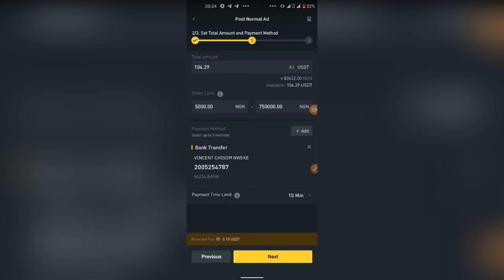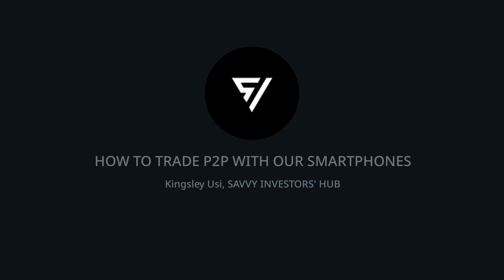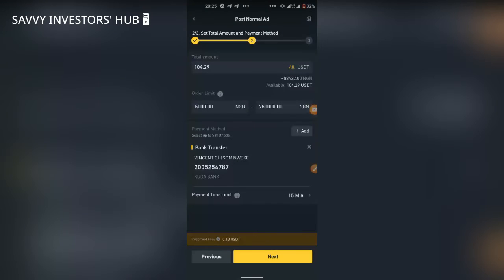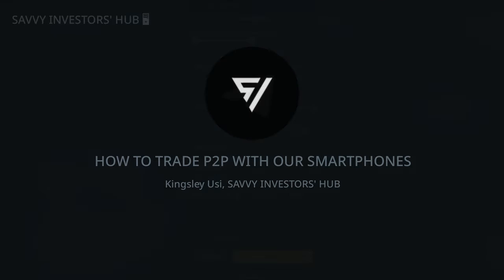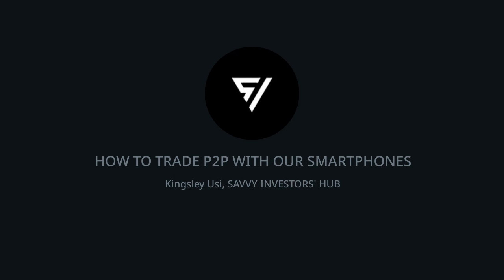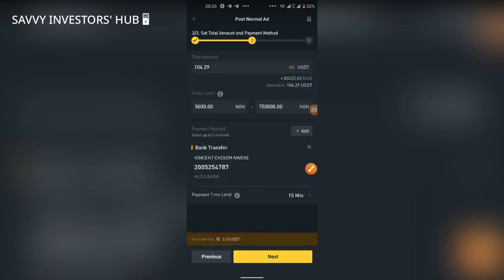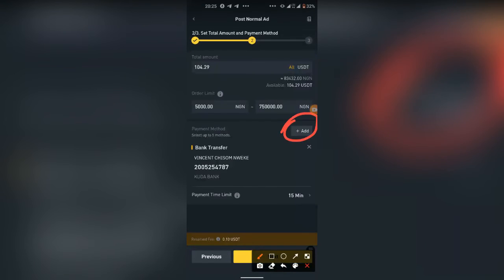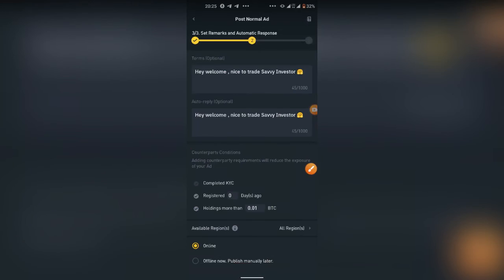The minimum you can place on an advert at any given time is 100 USD. That's equivalent to $100, right? So that's what I wanna sell, and I'm gonna click next. I've actually selected my payment method. Before now, if your payment method has not been selected, you're gonna click add payment method from here, so you can add your payment method, right? So I'm gonna click next.